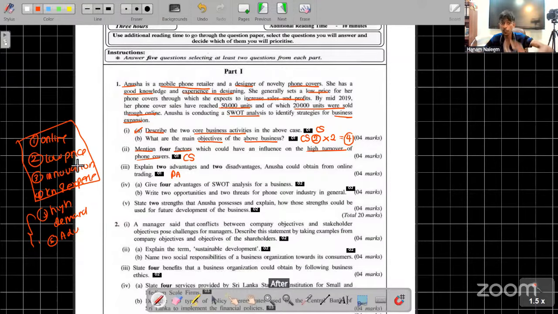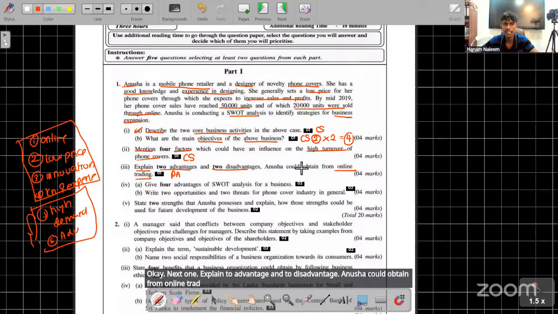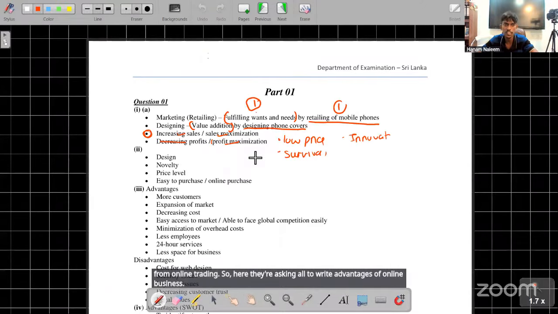After that, when you run out of points, try to include your answers. Okay, fine. Next one. Explain two advantages and two disadvantages Anusha could obtain from online trading. So here they're asking all to write advantages of online business. Okay, so what are the advantages of online business?